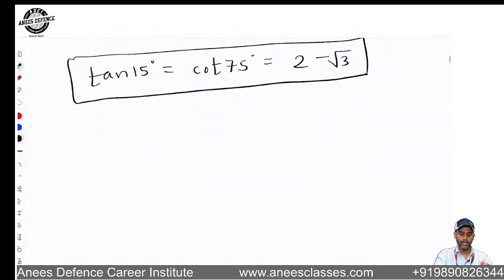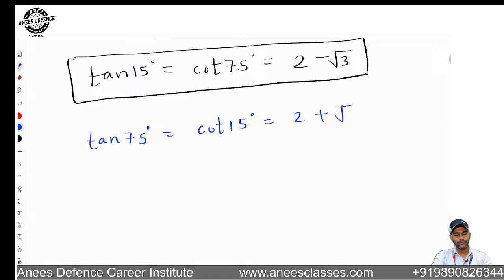Similarly, if we are supposed to find out tan 75, that would be, of course, equal to cot 15. Yes or no? So instead of minus, plus will be there, because we have to write sin 75 divided by cos 75. In sin 75, we have plus in the numerator and minus in the denominator. So it would be 2 plus root 3.